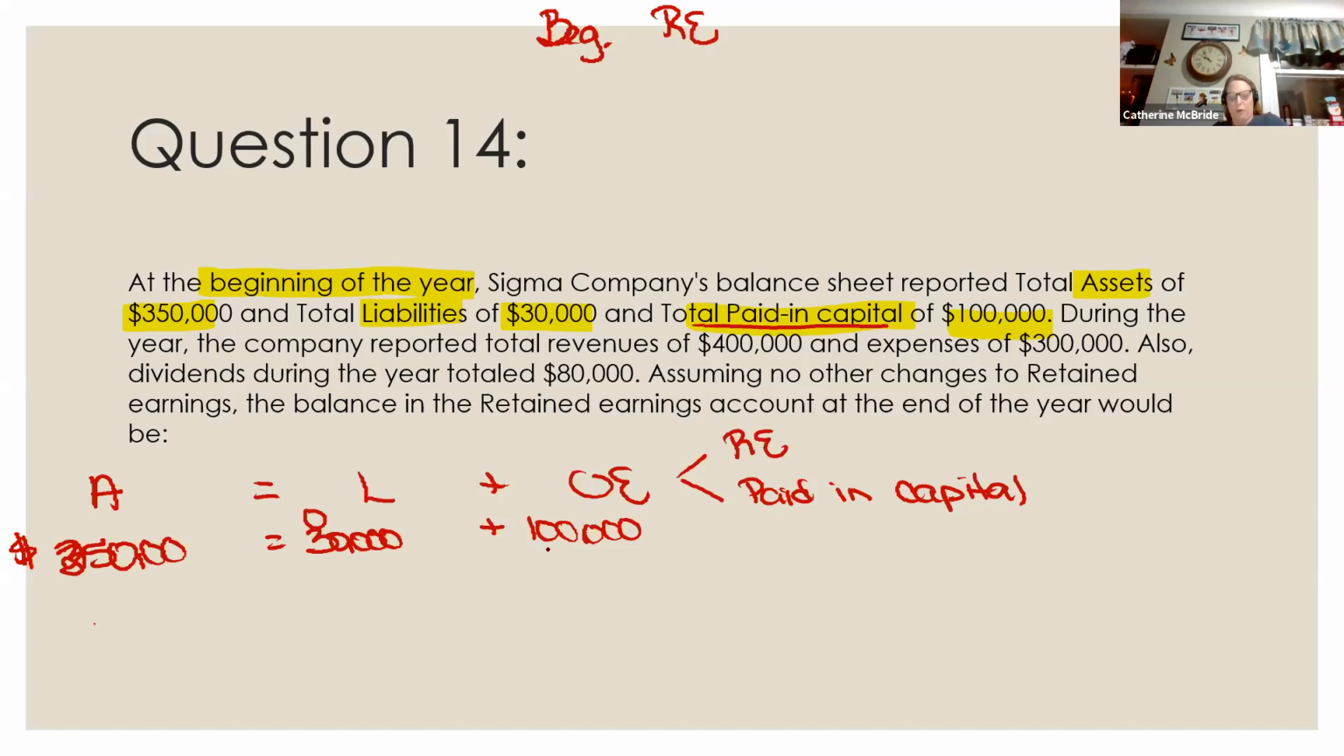So if I have $350,000 in assets, I'm going to subtract my 30,000 in liabilities, and I'm going to subtract my 100,000 in paid-in capital. That means that retained earnings must be 220,000. Do you see how we did that? So my beginning retained earnings is 220,000.